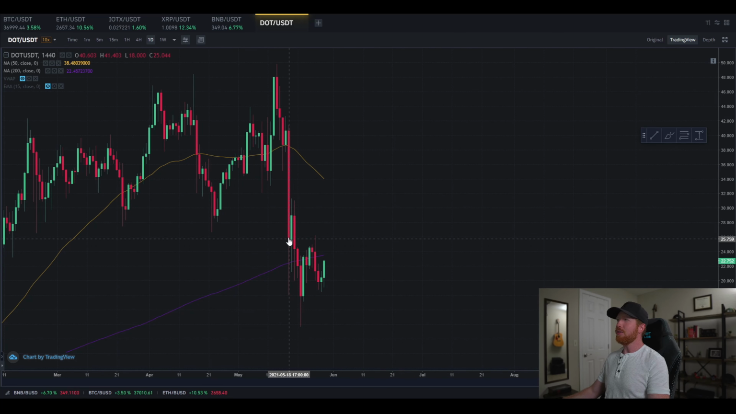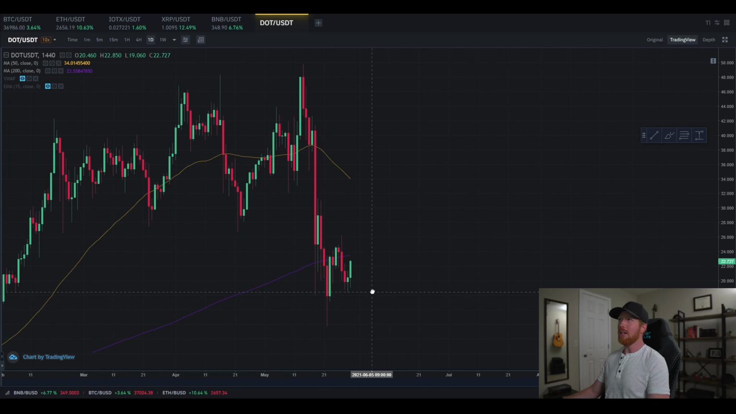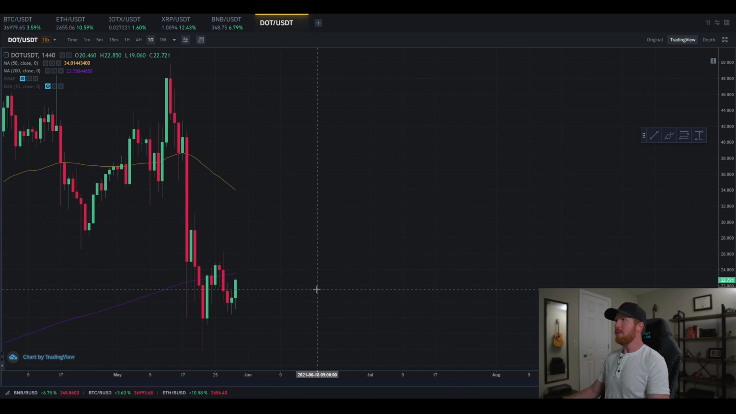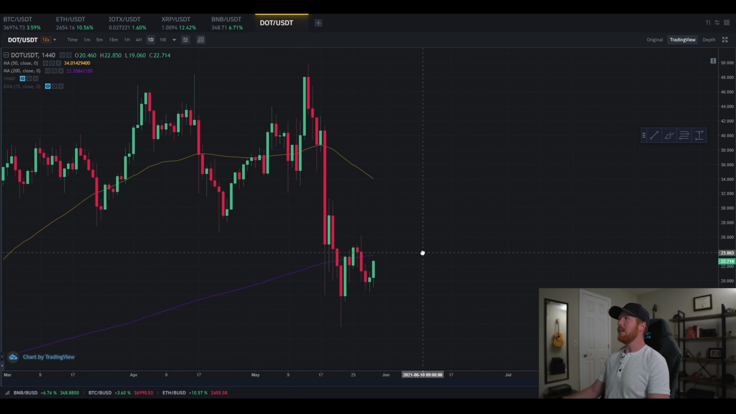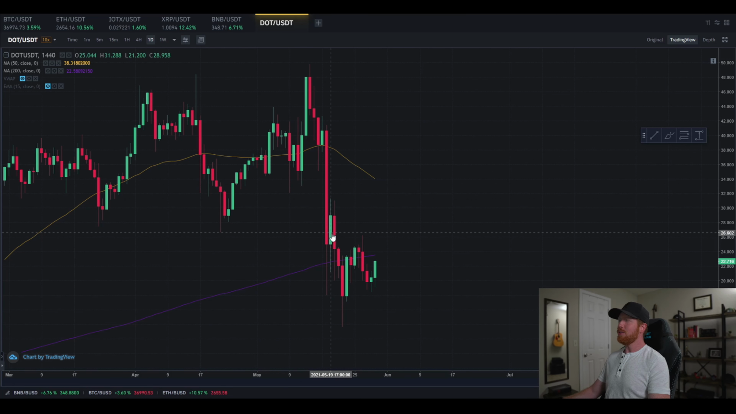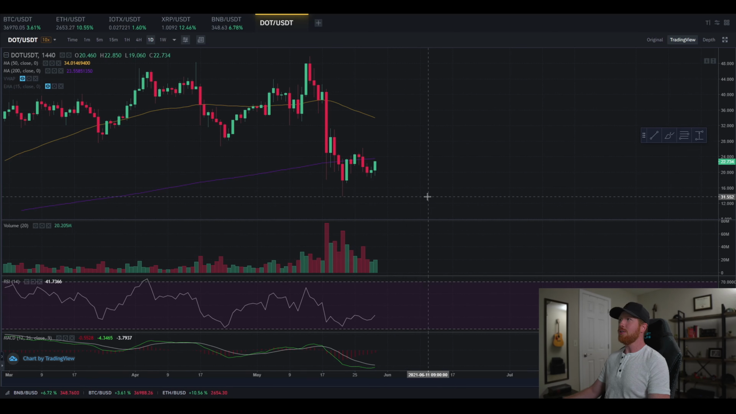But now that things have kind of recovered and Bitcoin's consolidating, you can see effectively a similar process from DOT. So I'm not surprised to see the price action where it's at right now, just based on this one major candlestick here, because it's been having a difficult time recovering.